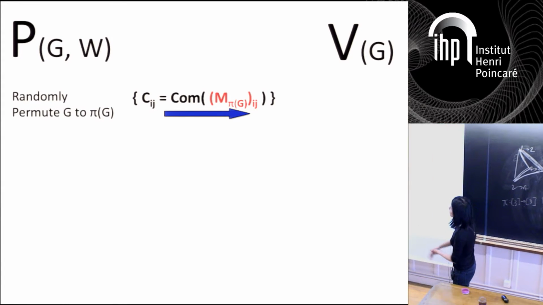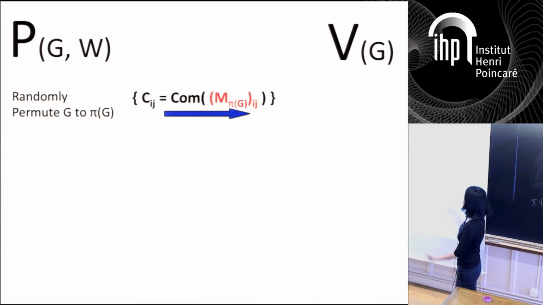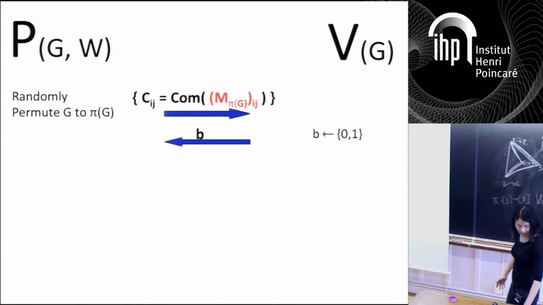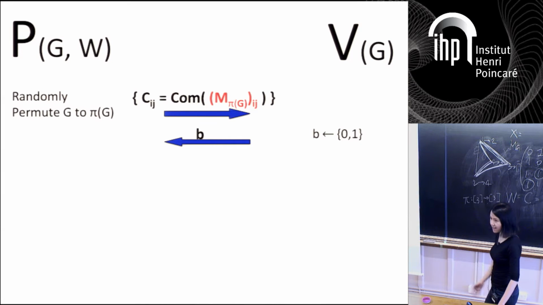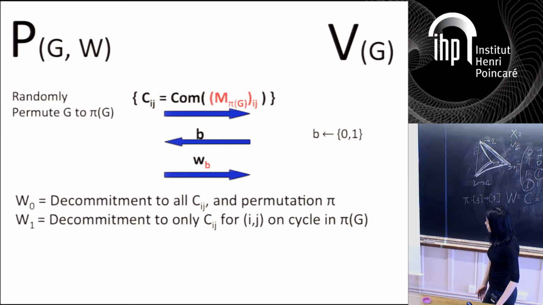Okay. So now the digital protocol is simply replacing all the sealed envelopes with the commitments. And the rest is the same. The verifier can choose which solution he wants to see, and depending on his choice, either I open up the entire adjacency matrix and give the permutation, or I only open up those commitments that are on the cycle in the permuted graph.